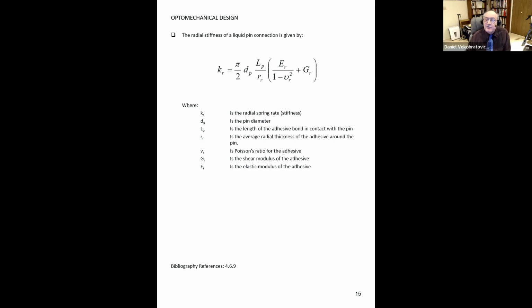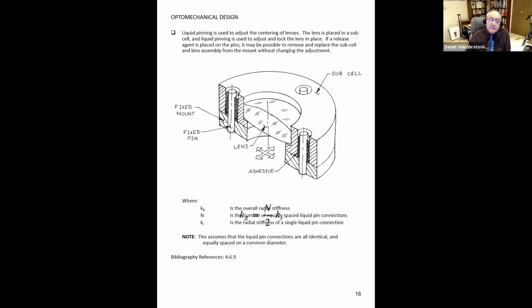Typically for an adhesive, even a well-characterized adhesive, we may not know the elastic modulus to an accuracy of much better than 10%, and usually Poisson's ratio is not known very well at all. For most epoxy type adhesives, Poisson's ratio will be about 0.43. I'll talk about that more in a little bit. The next slide shows how we would implement this in an actual application.